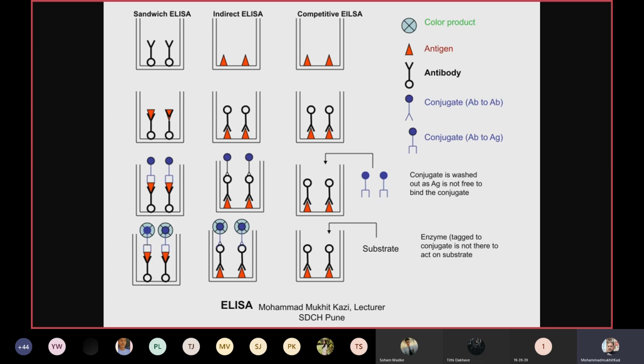So, I have to add the serum sample from that suspected patient. What will happen? If the corresponding antibodies are present, they will bind to that antigen. So there will be a reaction, but this reaction will not be visible to our eyes. So what do we need to do? We have to add amboceptor.